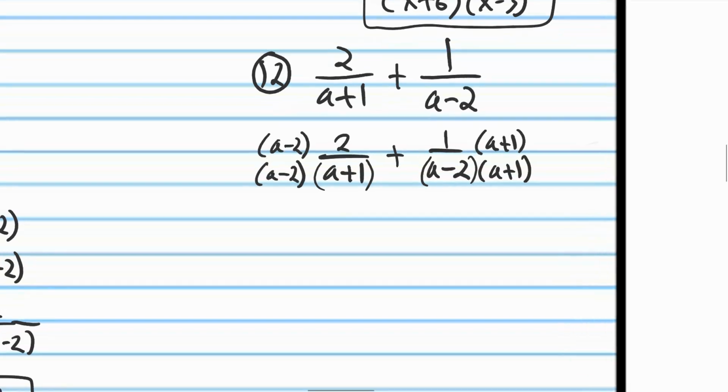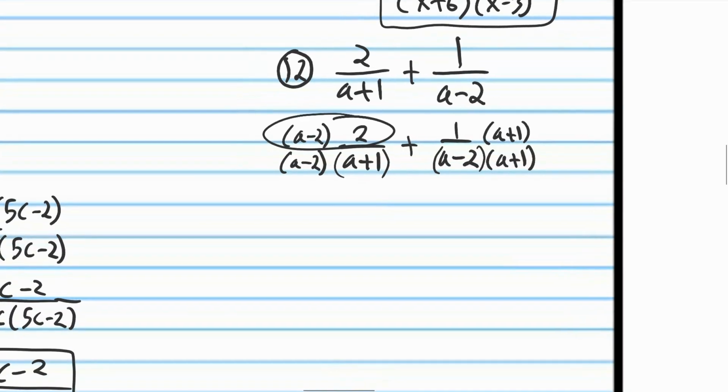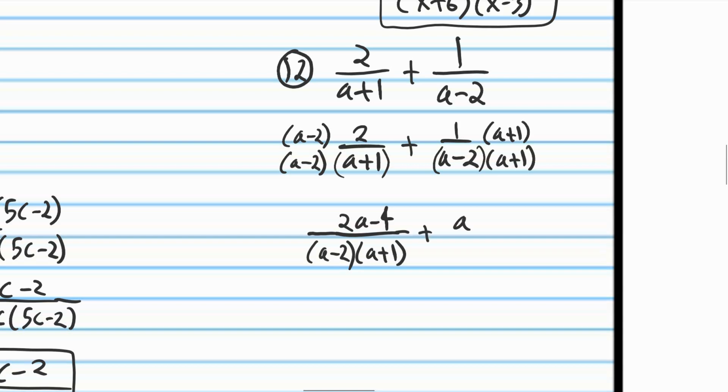All right, so now we're going to multiply the numerator, 2 times a minus 2, using the distributive rule, is 2a minus 4. And we're going to keep the denominators factored. We could FOIL it out if we want to do, but it's best at this point just to keep it factored. A plus 1 times 1 is a plus 1. And just write the denominator.